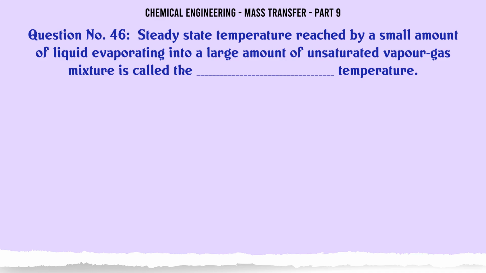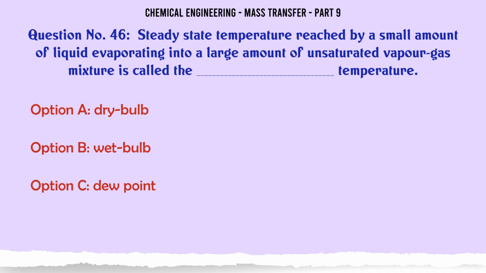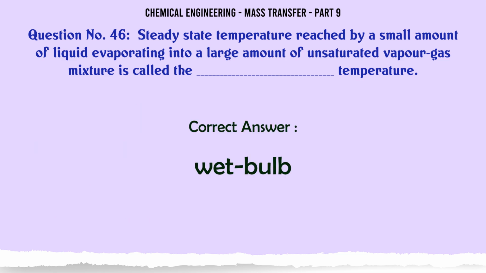Steady state temperature reached by a small amount of liquid evaporating into a large amount of unsaturated vapor-gas mixture is called the temperature. A. Dry bulb. B. Wet bulb. C. Dew point. D. Adiabatic saturation. The correct answer is wet bulb.